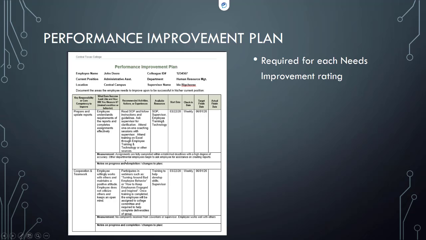And then below that, we have the measurement. How are you going to measure their progress? For this one, we said assignments are going to be fully completed within the established deadlines with a high degree of accuracy. Other department employees begin to ask the employee for assistance on creating reports. That shows that they're doing their job correctly.